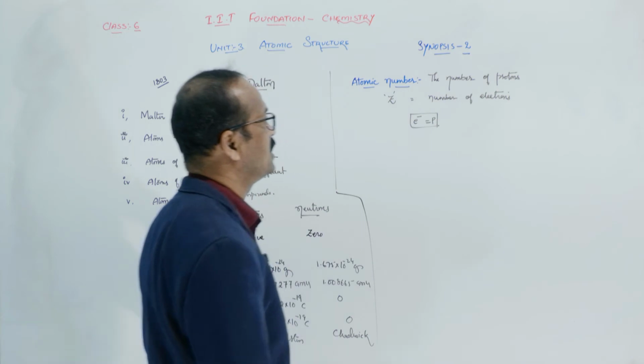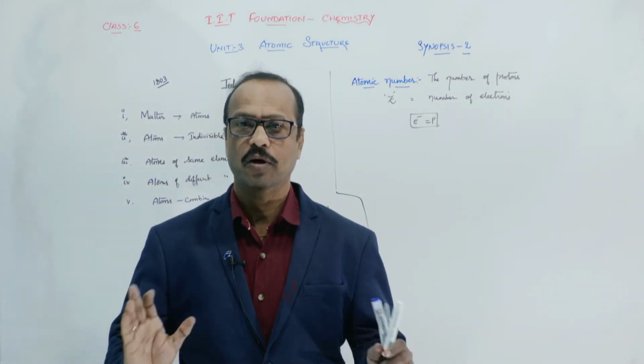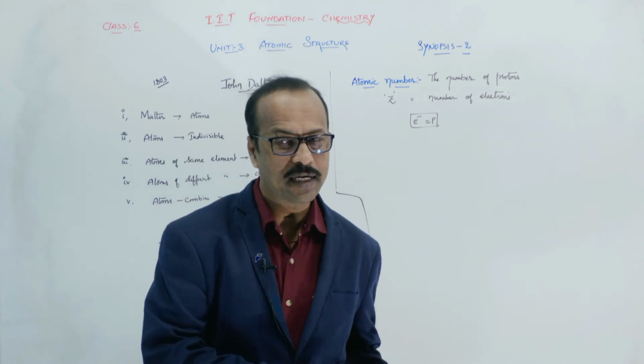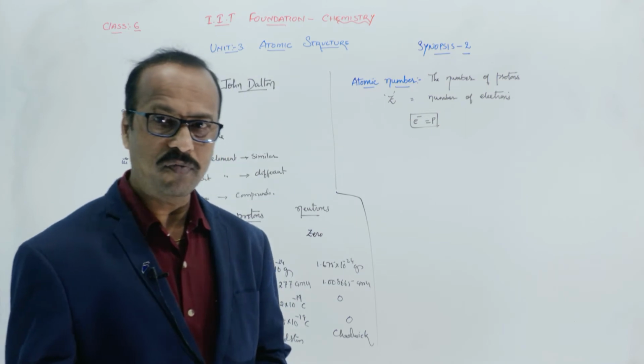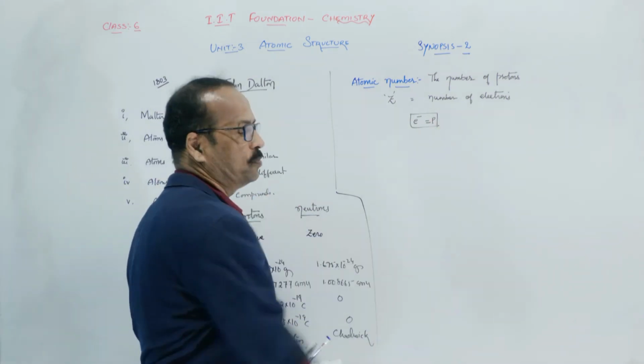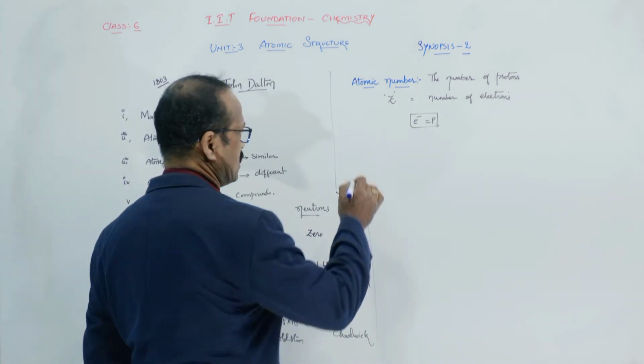The important point is this. Atomic number means the number of protons in an atom, and it is denoted by Z. In any neutral atom, the number of protons is also equal to the number of electrons, so E is equal to P. Right. Now, then come to the mass number.